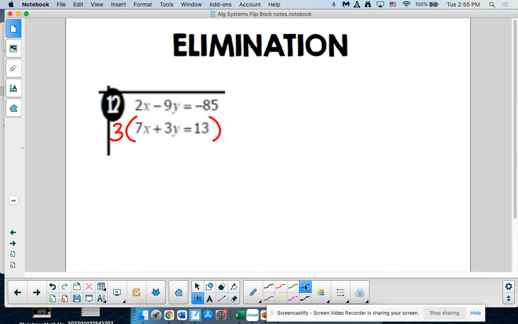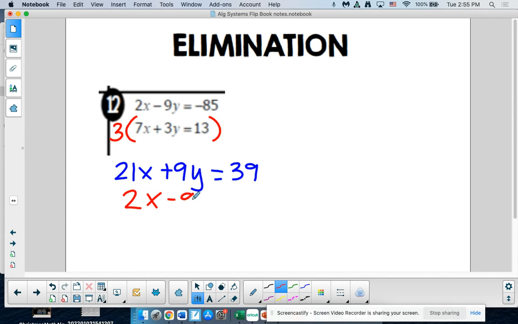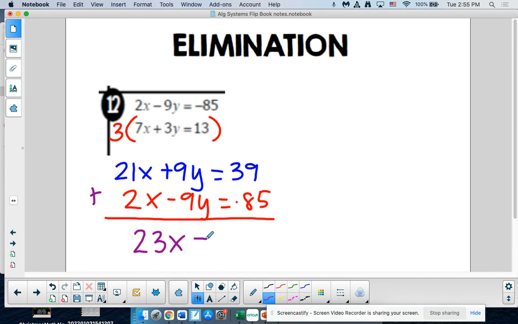So here we go. 3 times 7x is 21x. 3 times 3y is 9y. And 3 times 13 is 39. Now I'm going to rewrite that top equation below. And if you guys notice, our y's are opposites of each other, so they're going to eliminate. So now we can add our equations together. 23x, our y's go away.